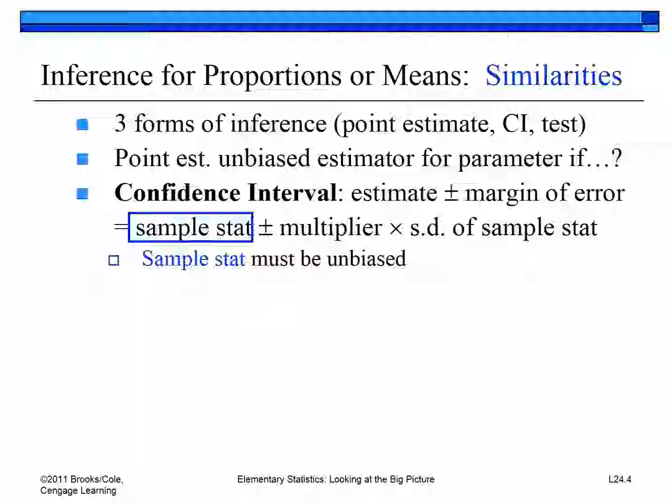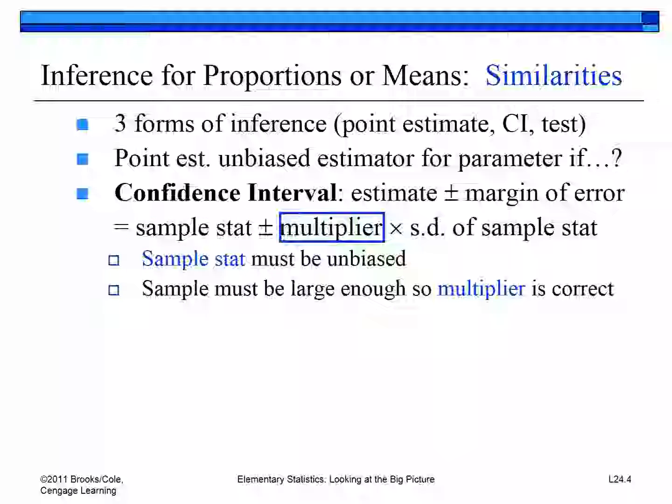In order for this to work, the sample statistic must be unbiased. We don't want to push the confidence interval one direction or the other. The sample must be large enough so that the multiplier is correct. In other words, we want to make sure that using the normal distribution, for example, is appropriate. Remember that the higher our confidence level, the larger this multiplier is, which makes our interval wider.